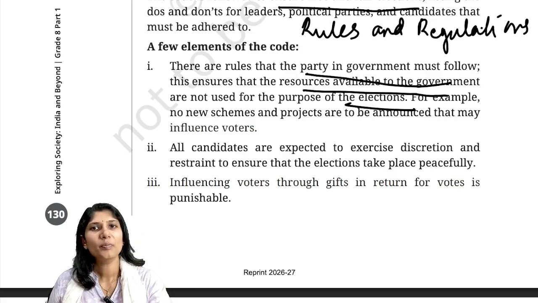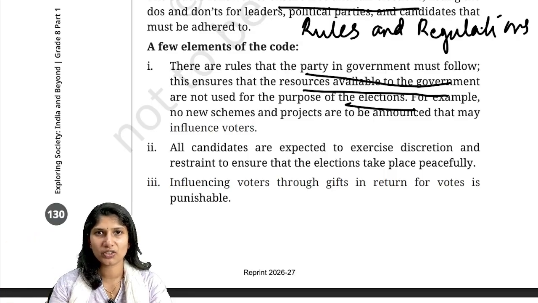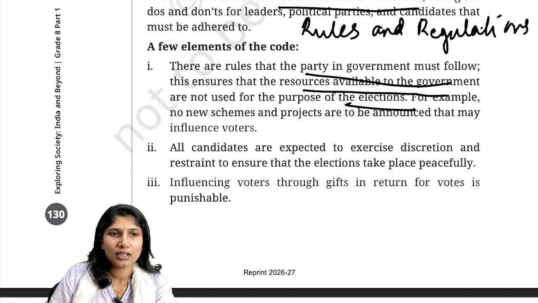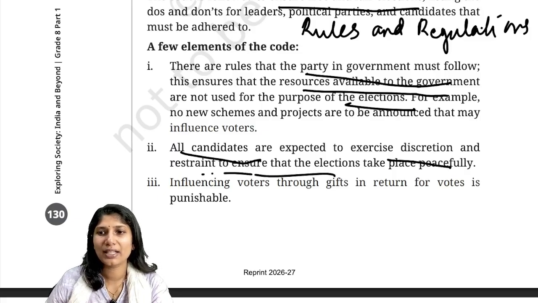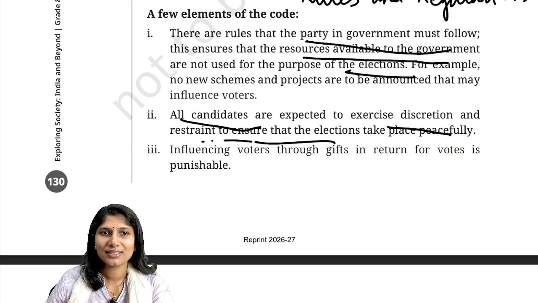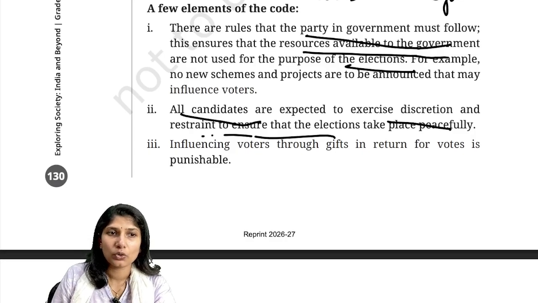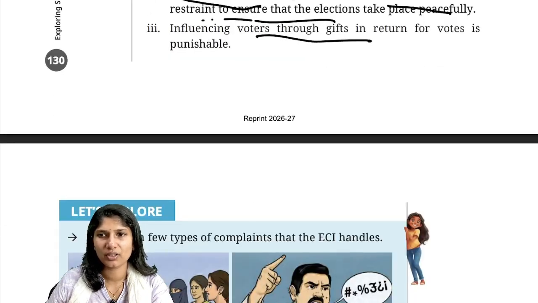You must not announce any new schemes or projects which might influence the voters. All the candidates are to exercise discretion and restraint to ensure elections take place peacefully. You should not create chaos unnecessarily. Also, influencing voters through gifts so that they will vote for you is a punishable offense.